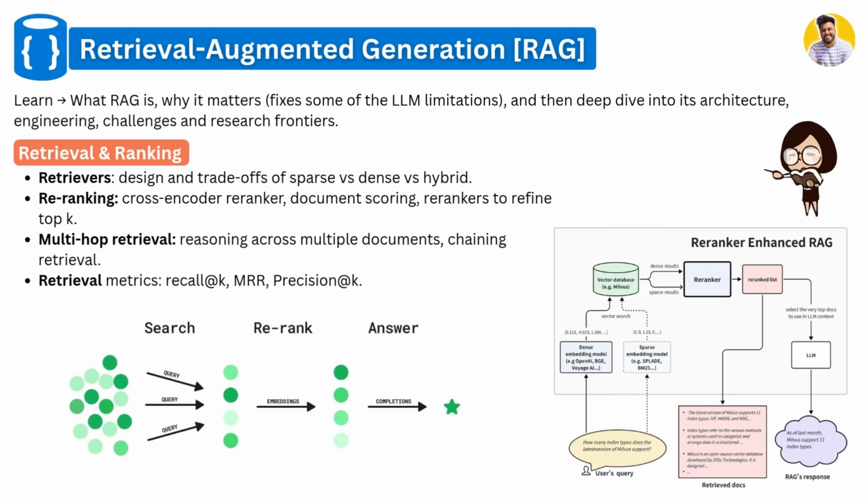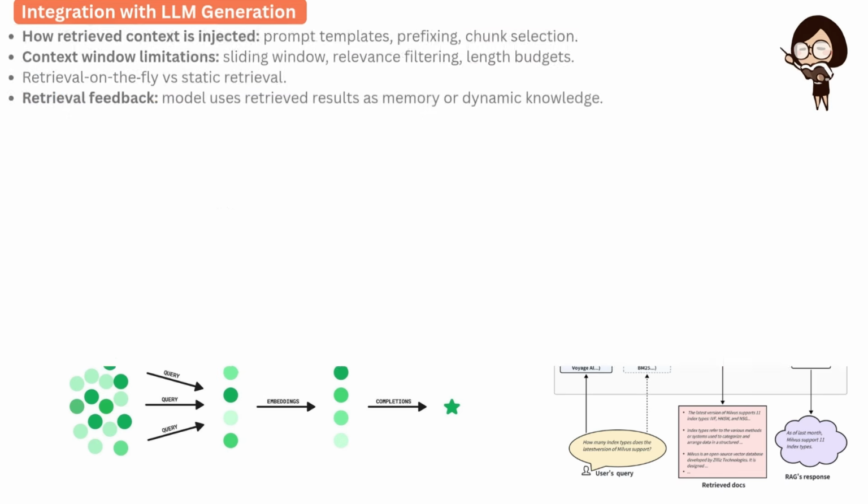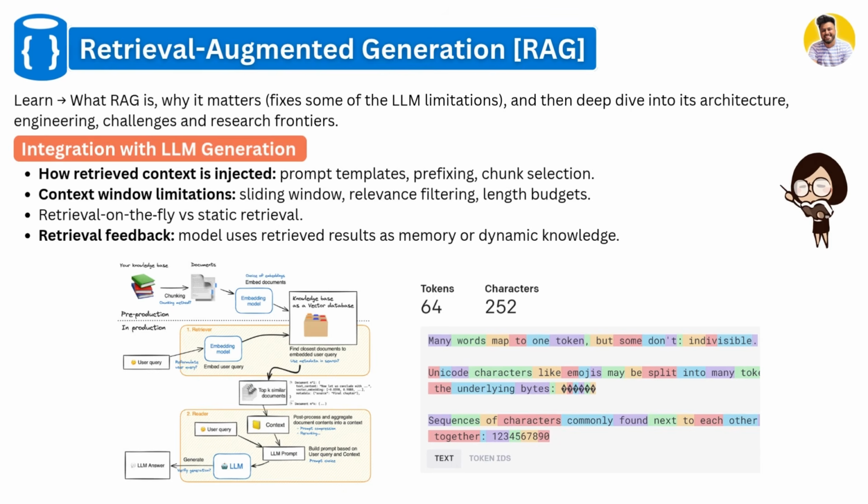Also, you can learn about the retrieval metrics for evaluation, like recall at K, MRR, or precision at K as well. Now you know how to get the data from the RAG. Now learn about its integration with the large language model.